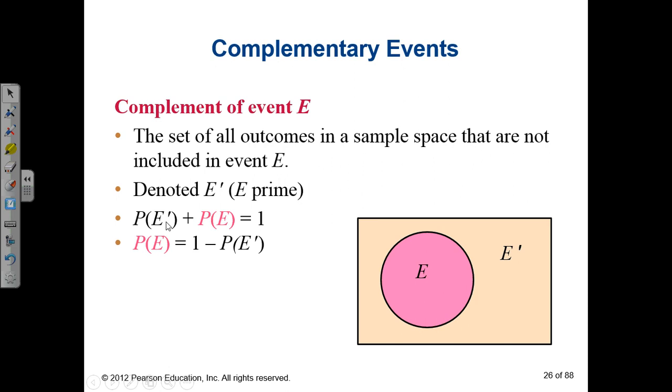And now the probability of E prime, E complement, plus the probability of E is certain to occur. All outcomes are either E or not E. And so it's certain to occur, so its probability is 1. If we know the probability of E complement, we can find the probability of E by subtracting it from 1, and vice versa.